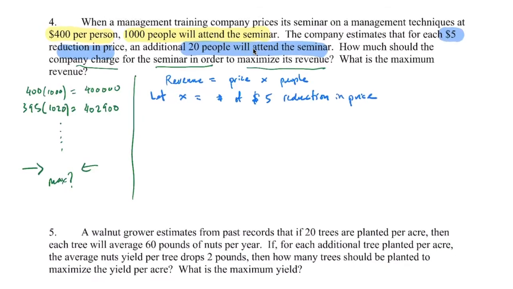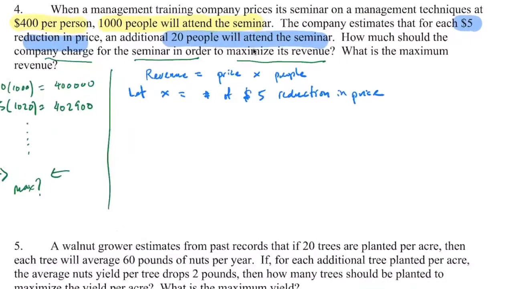So if x is the number of $5 reductions in price, how will we write an expression for the price per person for this seminar? What is the expression to denote the price per person? Just follow from this x. If x is the number of times we reduce the price by $5, what will be the new expression to denote the price per person?